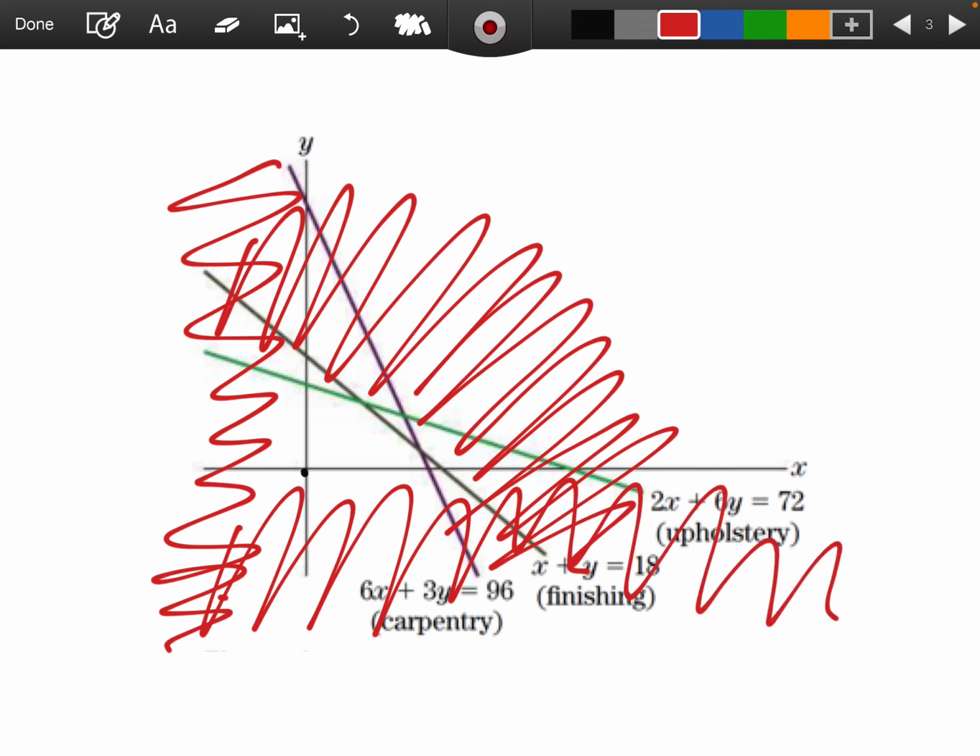So it turns out that my feasible region includes the lines because remember they are all less than or equal to, so we have to also consider the lines, but it's everywhere within the yellow line and on the yellow line. Okay, that is my feasible region.